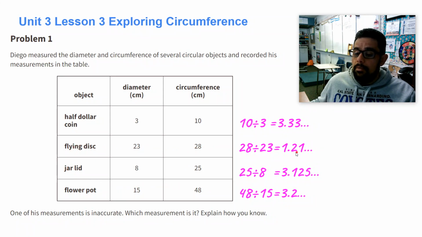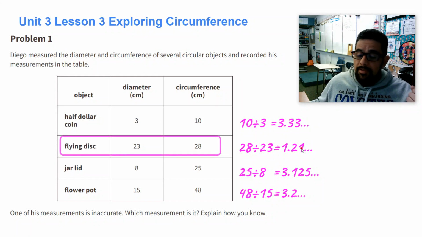I got 1.21. And if you notice, this is the only one that's kind of different from the rest. It's 1 point something. The other ones are at least in the threes. So it's going to be the flying disc. Because when we did this division, it was not close to pi. It didn't get anywhere near. These are not exactly pi, but they are close enough because we are measuring by hand.